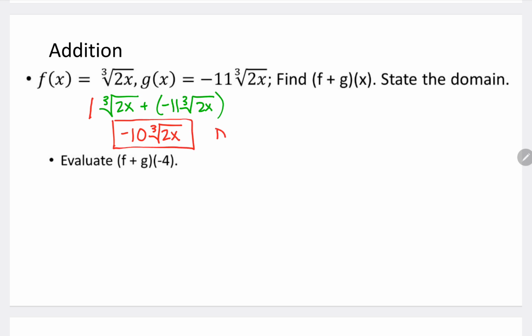And our domain, there are no quotients and no even roots. A cube root is an odd root, because 3 is odd. So our domain, again, is all real numbers.